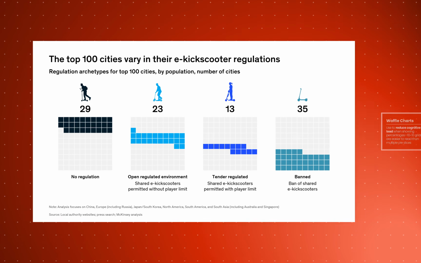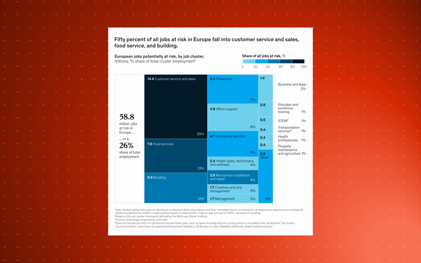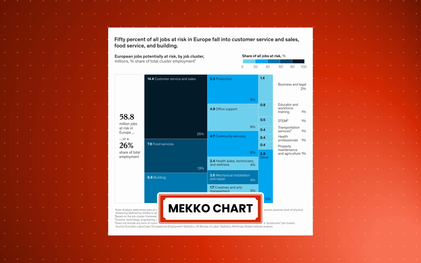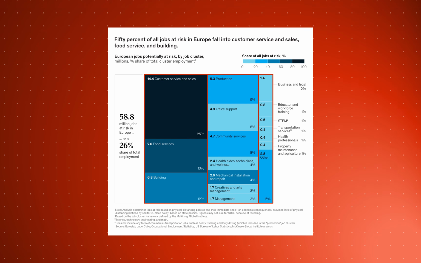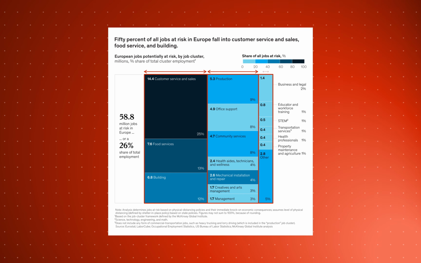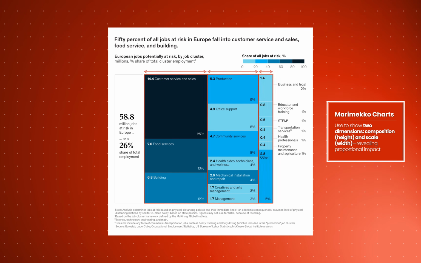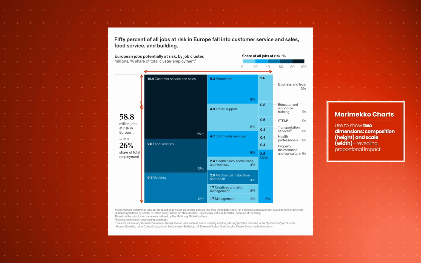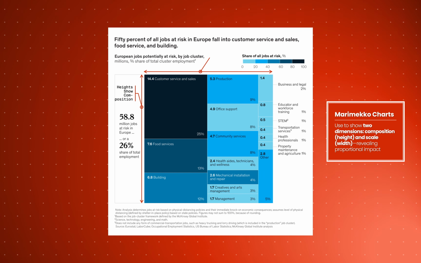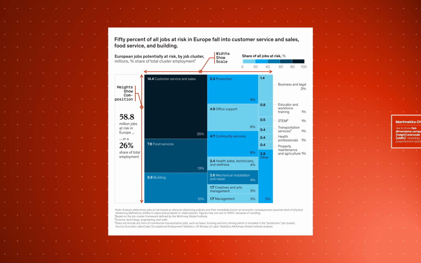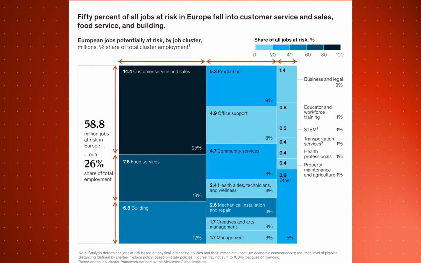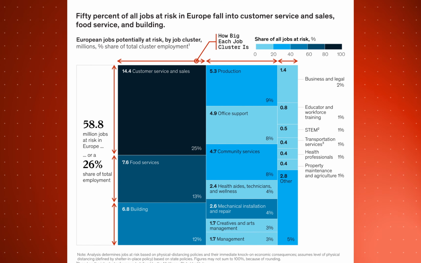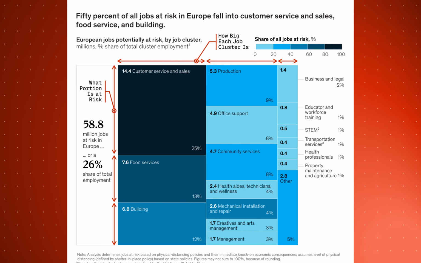of multiple pie slices. A Marimekko, or just to summarize, a Mekko chart is simply a stacked column chart with an additional dimension, variable widths. This allows comparison along two dimensions simultaneously. Variable height shows composition, while variable width shows scale. As shown in this McKinsey example, it reveals dual insights, how big each job cluster is, the width, and what portion is at risk, the height, without needing separate charts.